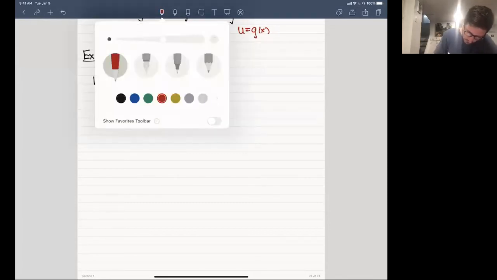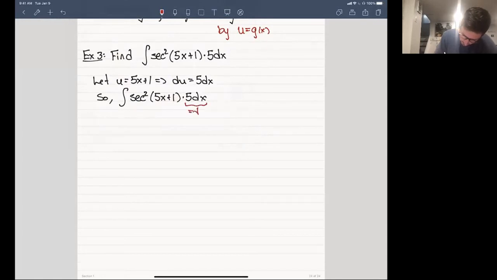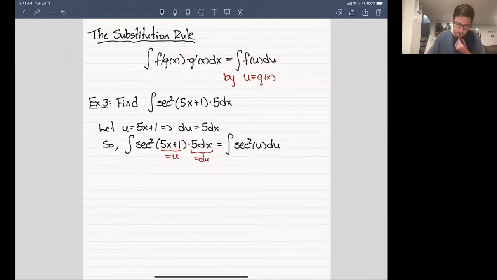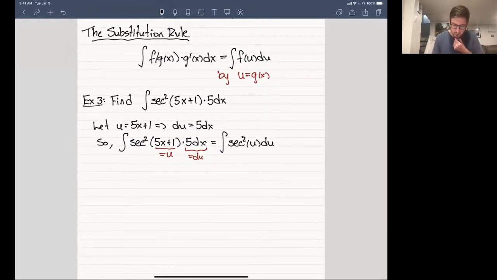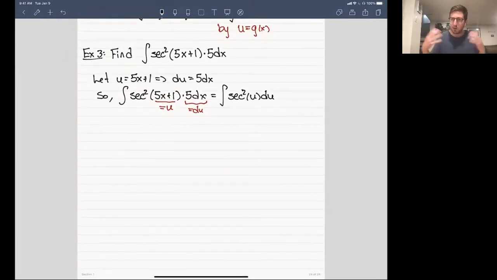Again, if I want to make a note on here, this thing is equal to du. This thing is equal to u. And so I just get the integral of secant squared of u du. So in this case, if you use my substitution rule up here, g is equal to my u function, 5x plus 1. F is equal to secant squared. And so this one, you might have to reach deep into the recesses of your mind to remember what the antiderivative of secant squared is. I'll ruin the surprise a little bit. It's tan. So we get tan of u plus c.